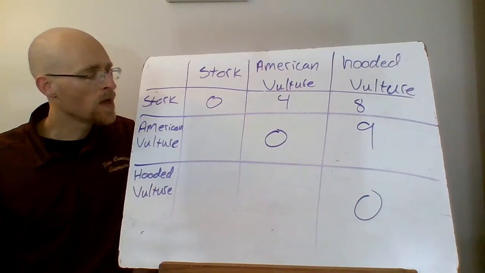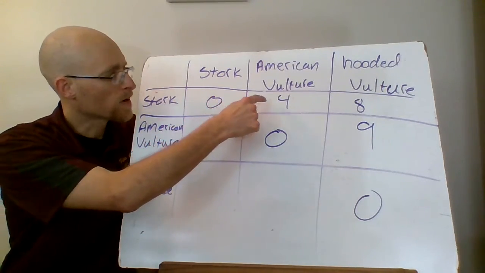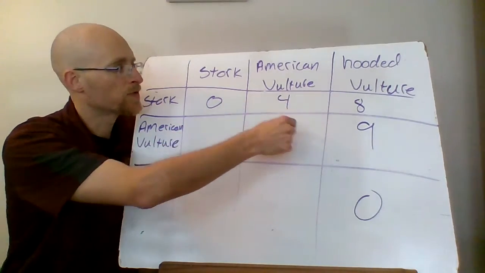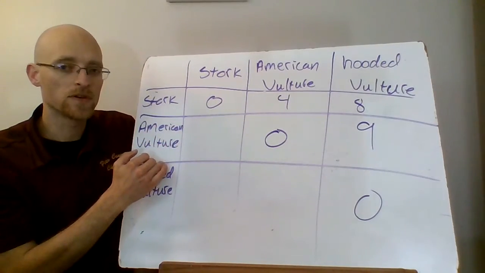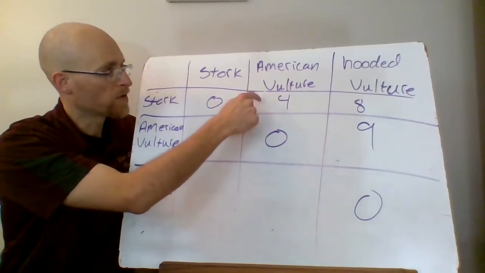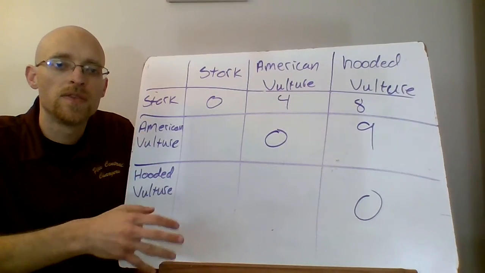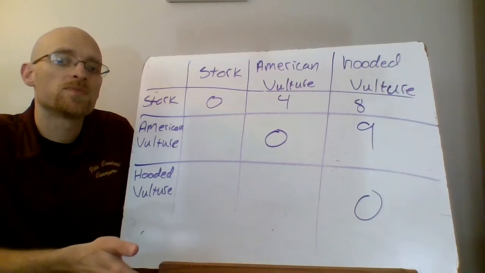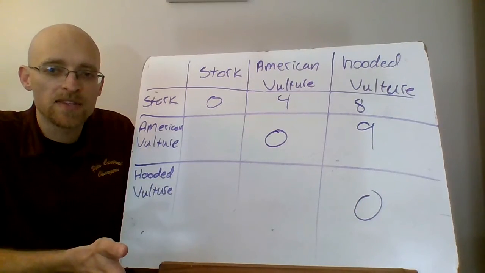Anyway, what you can see from this is that the stork must be more closely related to the American vulture than the hooded vulture. And the American vulture is also more closely related to the stork than the hooded vulture. So you can see with 9 differences here, but only 4 there, the American vulture is more closely related to the stork than the hooded vulture. And that would be something surprising that we wouldn't expect and maybe wouldn't even be able to figure out without this DNA analysis.